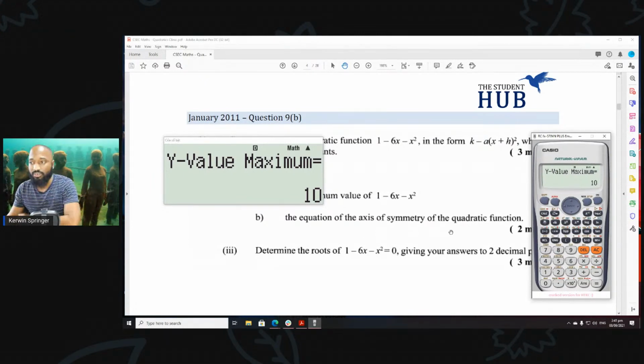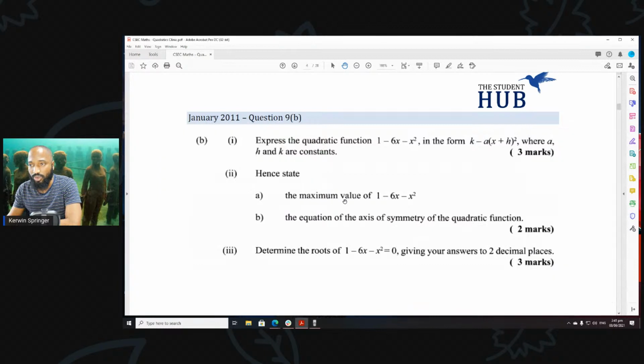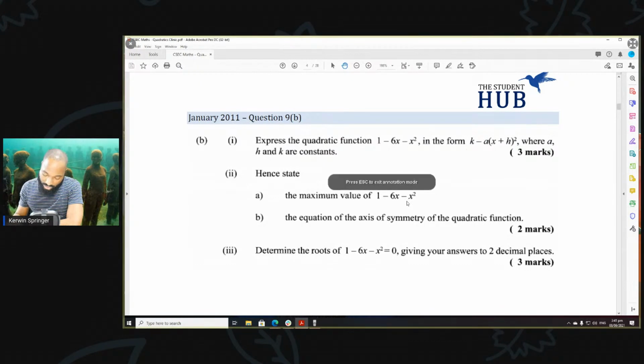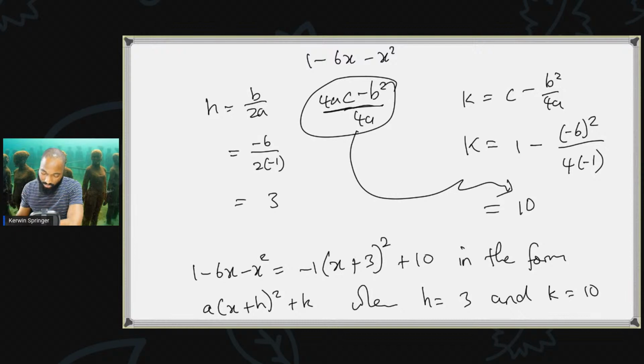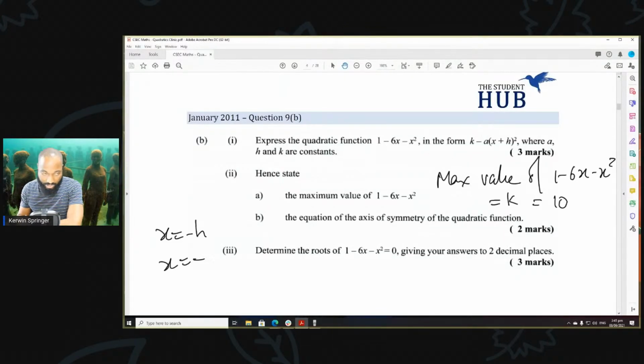The equation of the axis of symmetry of the quadratic. So you got the maximum value. The maximum value is k, and we went through this. So the max value of 1 minus 6x minus x squared is equal to k, which is equal to 10. Well done. And the equation of the axis of symmetry is x equal to -h. So the axis of symmetry is, what was h earlier? 3. So the axis of symmetry is x is equal to -3.